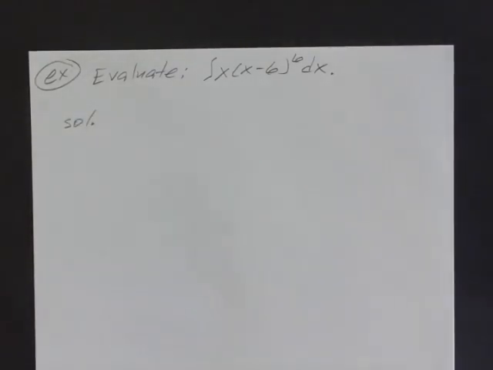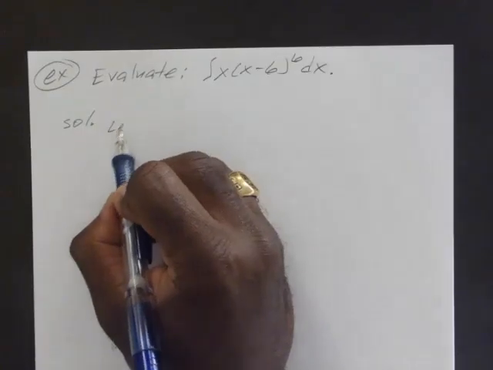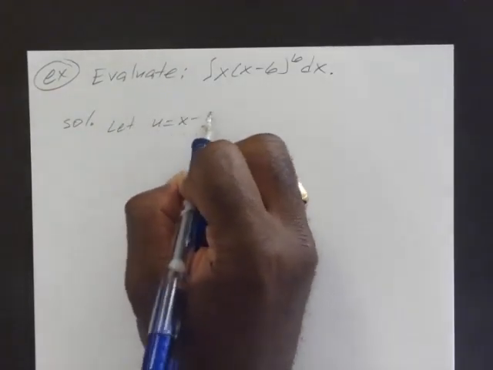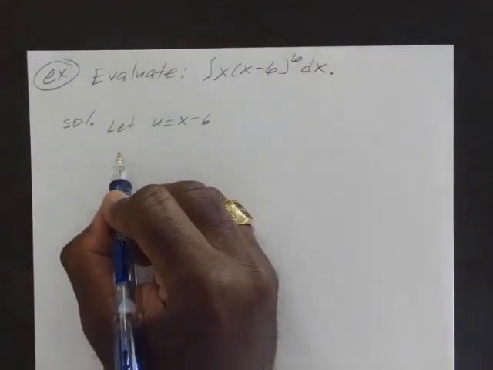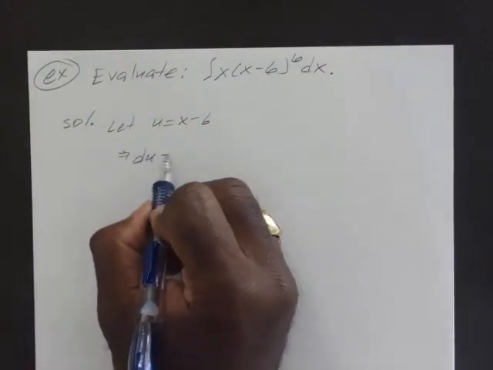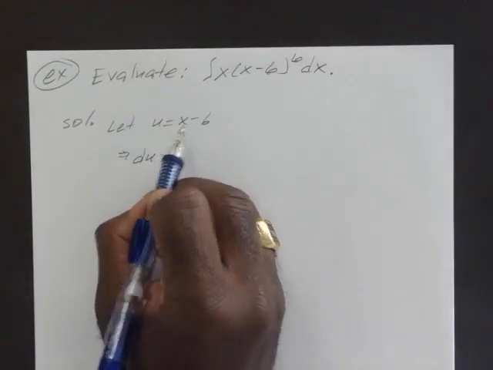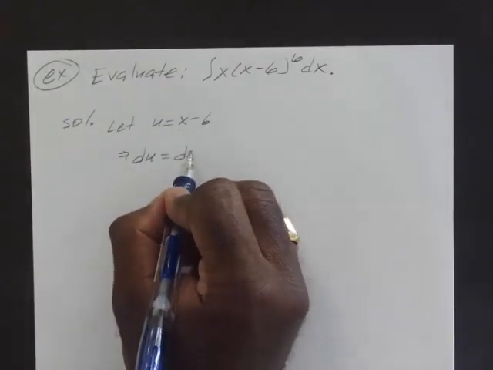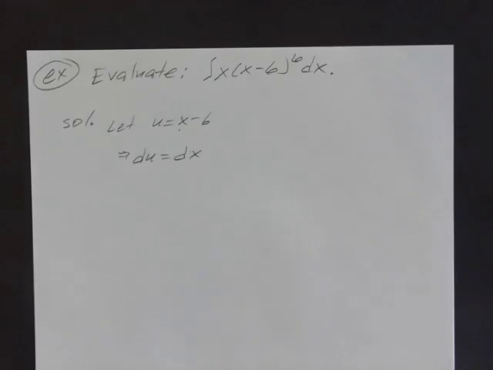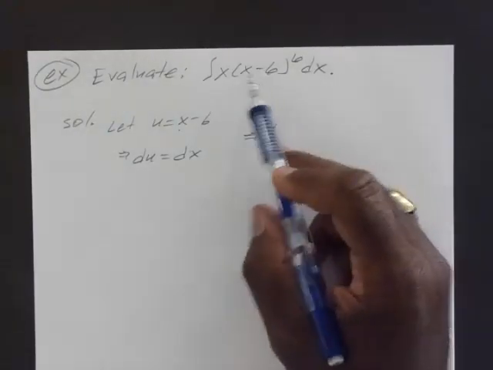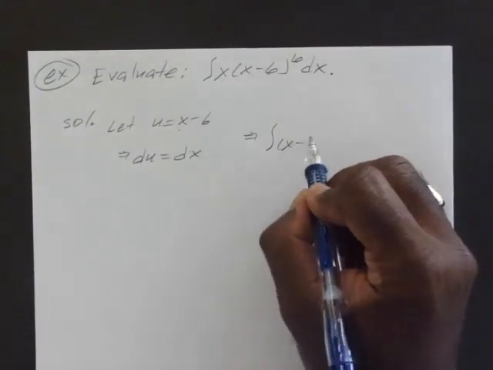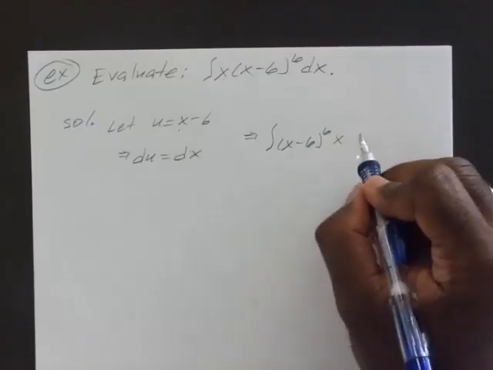Okay. So what if we let our u equal x minus 6. It means our derivative of u is equal to the derivative of x, which is just 1, so 1 minus 0 is just 1. So the derivative of u is just equal to dx, or 1 dx. Now, the only problem with that is that if we take our integral and just switch those around, say x minus 6 to the 6th power times x dx.